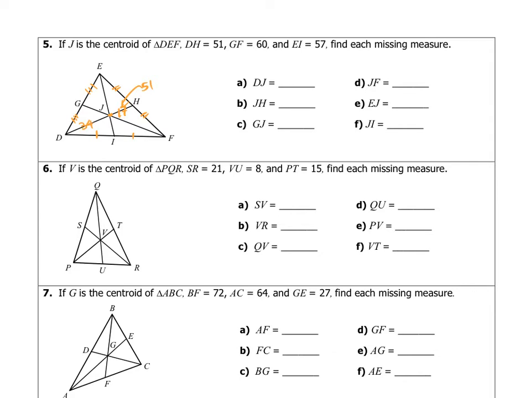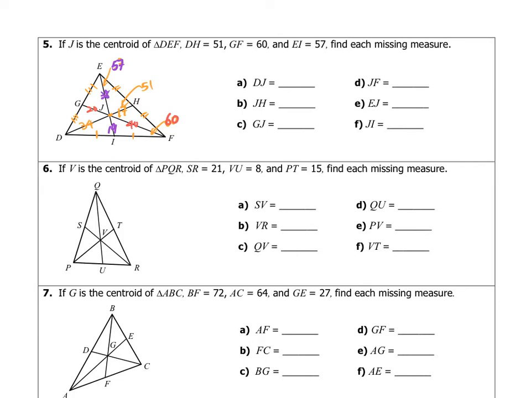GF, where's GF? GF is the other median. So right here, this median is 60, and EI is the third one, 57. So let's see, maybe I'll break this 60 down. This part should be 2/3 of 60, which is 40. This part is 20. And then this is 57, which means this small part is 19, and the longer part is twice as long, 38.